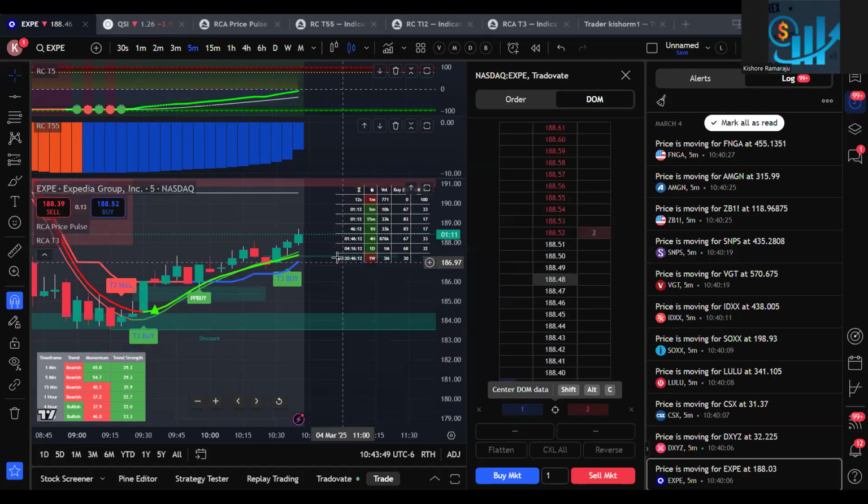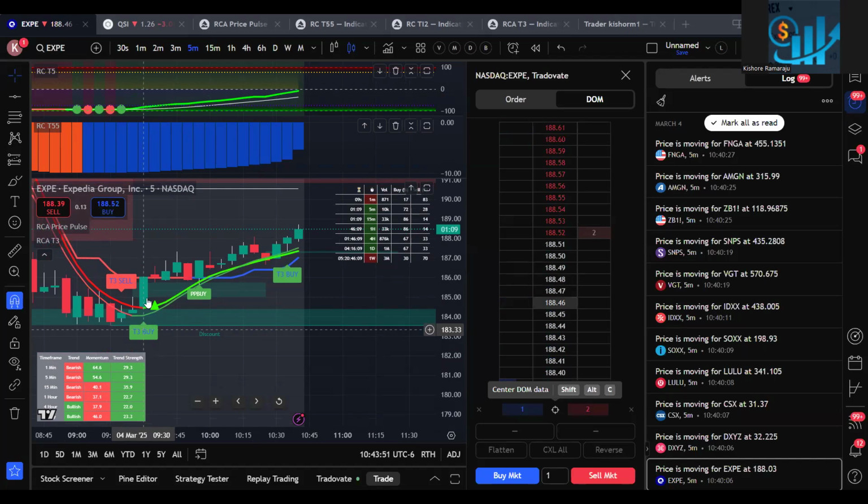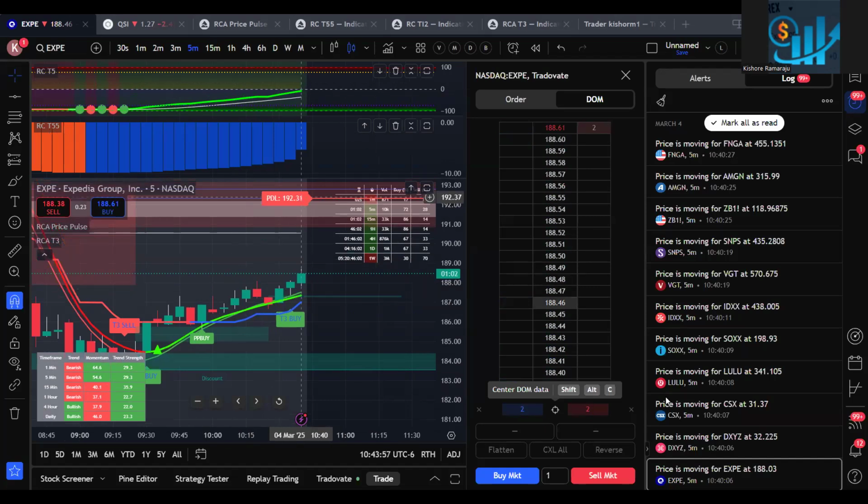It came all the way to the discount zone where the big companies will start buying. Here you can see some more buyers. So there is a high possibility for it to go all the way till 192. So now we have to just go and check, okay, what is EXPE? Expedia, we have to go and see if the premiums for the calls are looking good.